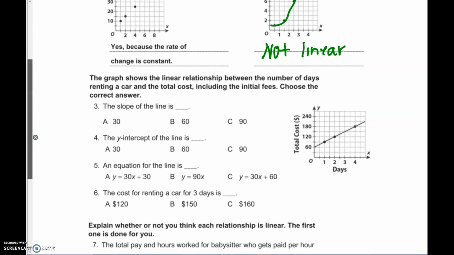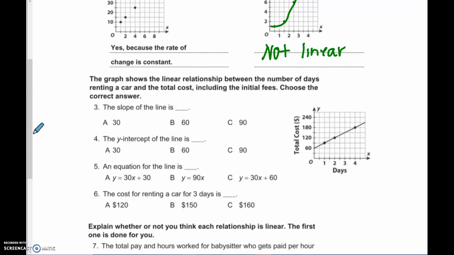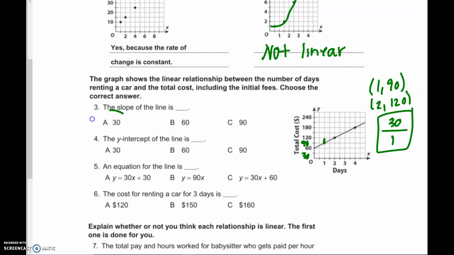All right, numbers 3, 4, 5, and 6 are all from this graph. So what is the slope? Let's see what they're counting by. 0, 30, 60. So it looks like they're counting by 30. Every time I go up one line, that is 30. So remember, I'm doing rise over run. I went up one line from this dot to this dot, and now I went over 1. So I have 30 divided by 1. So this slope is going to be 30 over 1. So that is letter A.